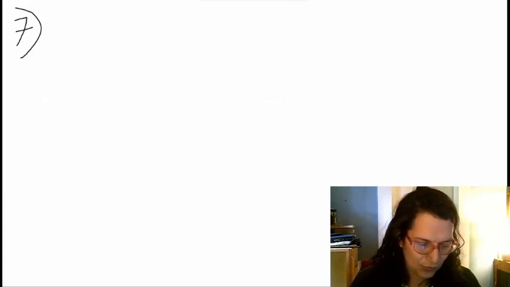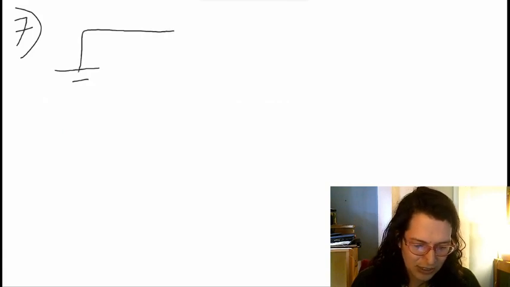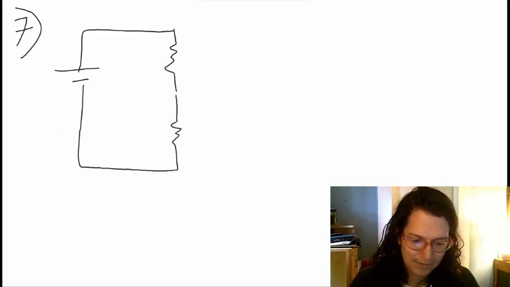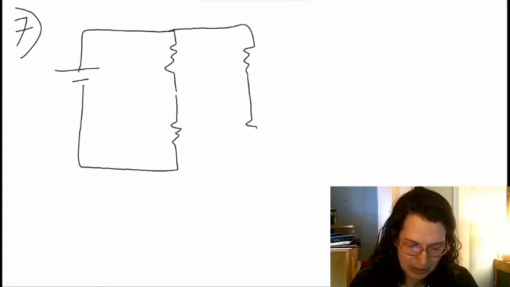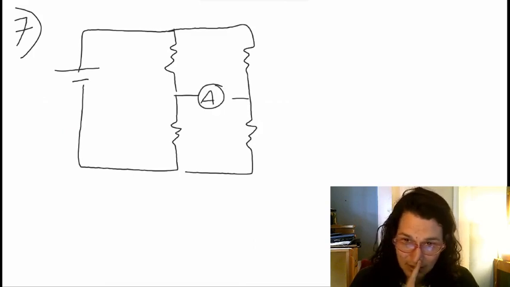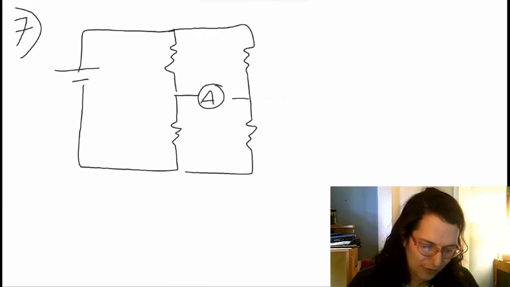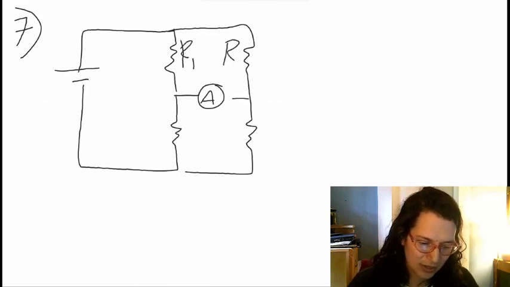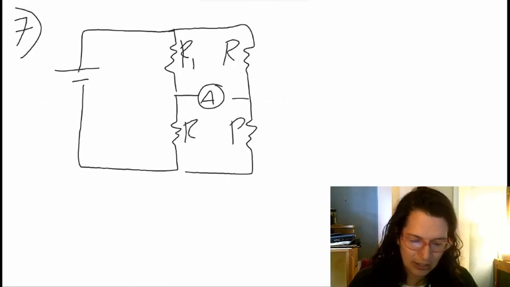So the circuit here looks a little funky, but it's actually not too difficult to tackle. We have one branch, and kind of another branch, and then we have our ammeter through the middle. We would have symmetry here if it weren't for the fact that this resistor right here is called R1, while all the other ones are just called R.